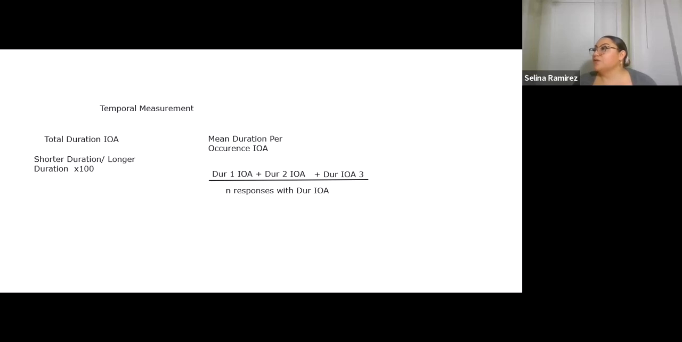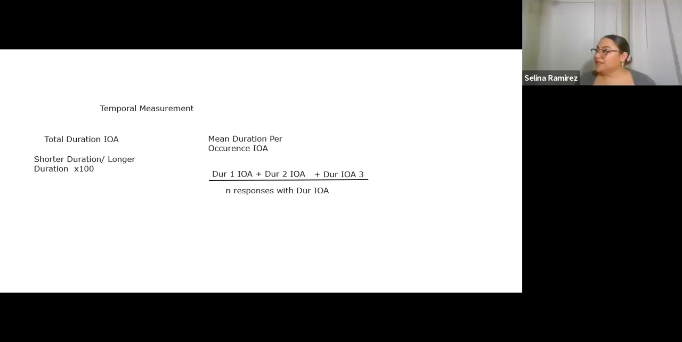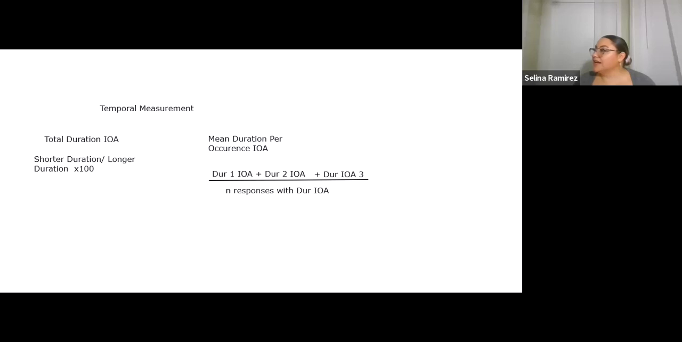And so for the steps, you're going to record the duration for each occurrence. So we talked about how long each tantrum was observed for: 1 minute, 2 minutes, 3 minutes, whatever. I recorded each one. And then you're going to add up the total duration for all of the behaviors and divide by the total number of behaviors. So if I observed it for 3 instances, then I'm going to divide it by the 3. Is that what they're saying? By the total number of responses. Yes, the total number of responses. And that will get you your mean duration per occurrence.